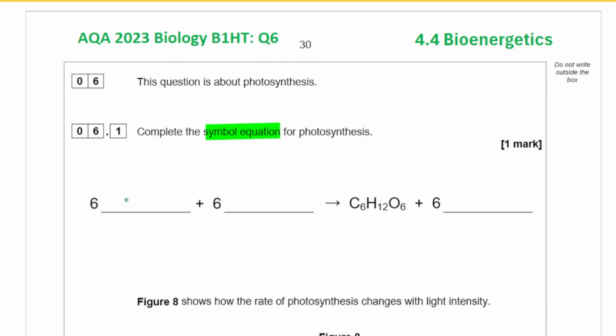So the reactants for photosynthesis would be carbon dioxide, CO2, plus water, H2O. Now, it doesn't matter which order you write that in. And this is glucose and 6 oxygen. Right, so that's glucose.